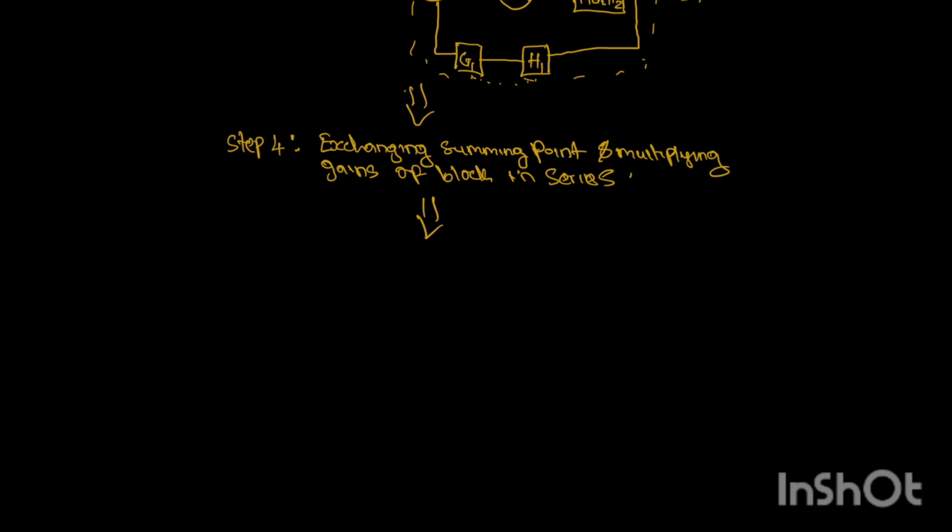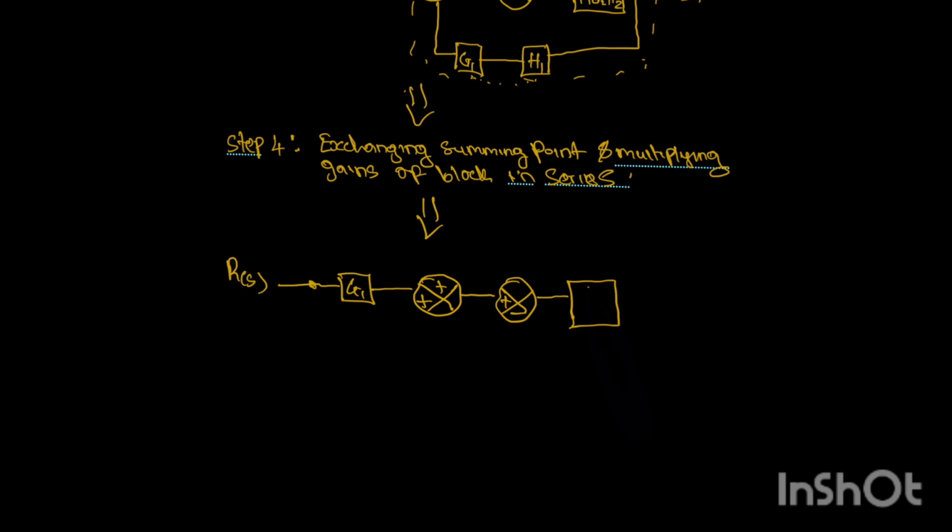So we have R of X, here we have G1, and here we have plus, plus. I'm rearranging it now. So we have plus, plus, and here now we have plus, minus. So this is our G2 all over 1 plus G2H2. So here we have C of X.